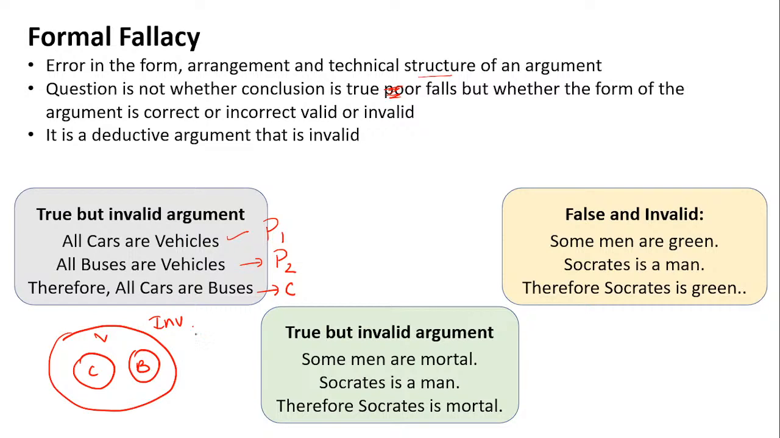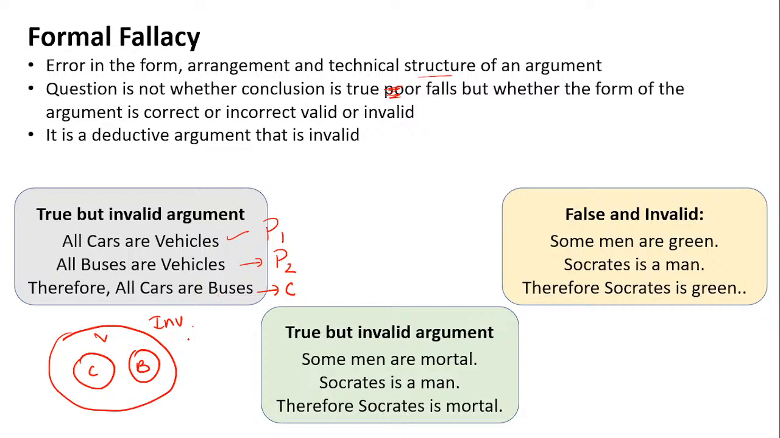What is a valid argument? A valid argument is one in which the conclusion follows from the premises. Do you think here that all cars are buses follows from the premises? No, it is not following. So here it is a fallacy.